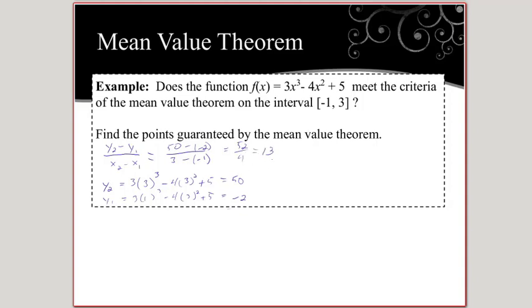So what we need to do is find the value in between -1 and 3 such that the derivative has a value of 13 at that point. So let's next find the derivative function. Well, of course, that's 9x squared minus 8x. And I want to know, where is that 13? So let me call this c now. And we could solve for this.